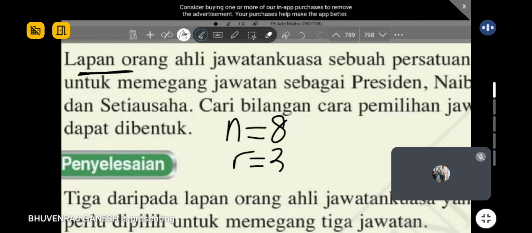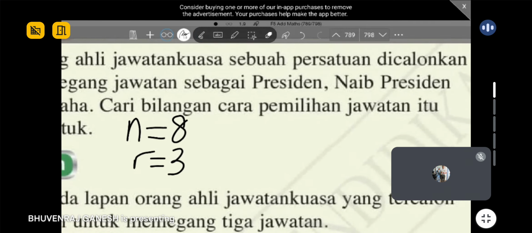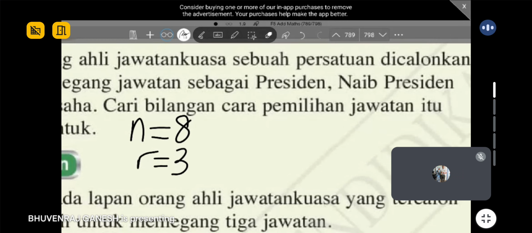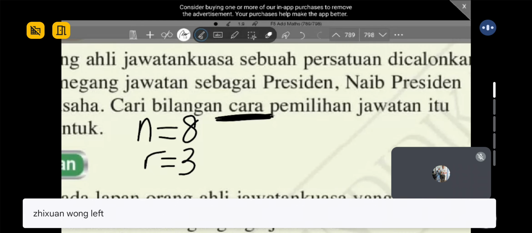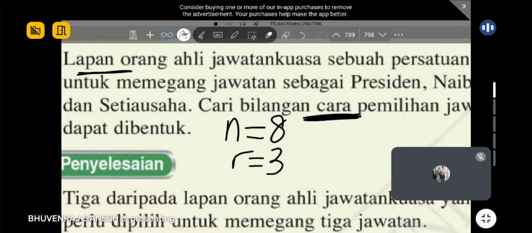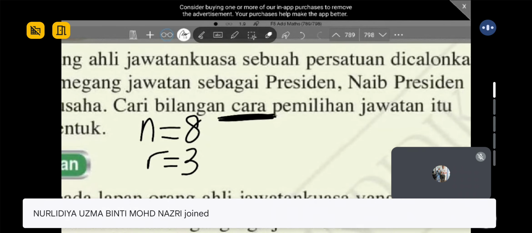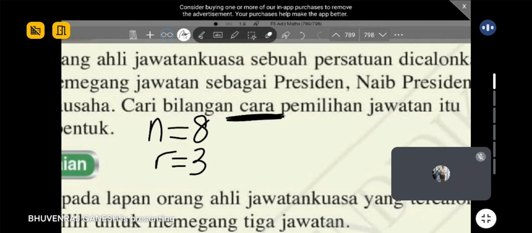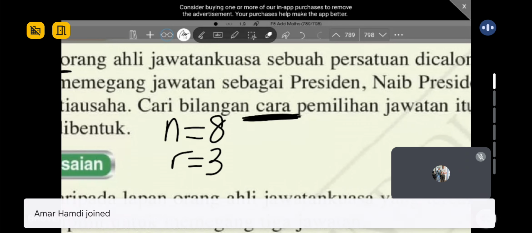So what should we do, guys? Very simple. Maybe some of you, kadang-kadang orang kat sini akan rasa macam gabungan kan? You will feel like it's combination. Am I right? Because they ask you number of ways, cari bilangan cara. But actually, it comes under permutation. This is the part where you need to be careful on which one is permutation, which one is combination. You must know how to differentiate it. Kamu kena tahu banding bezakan.